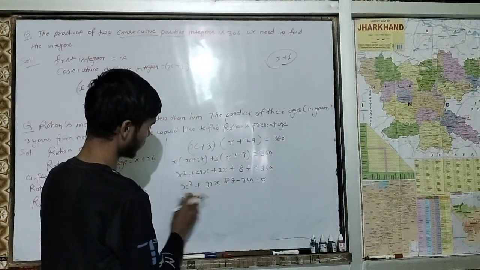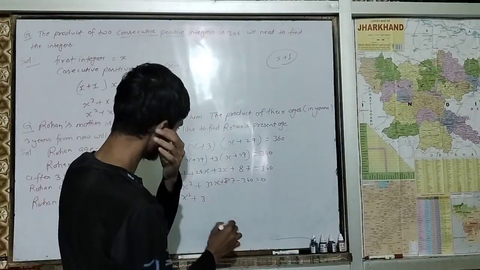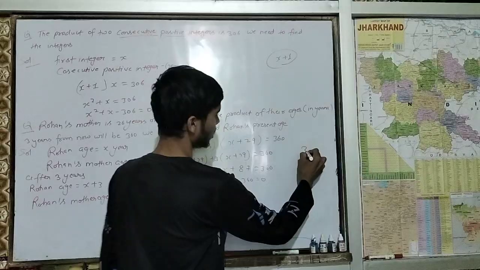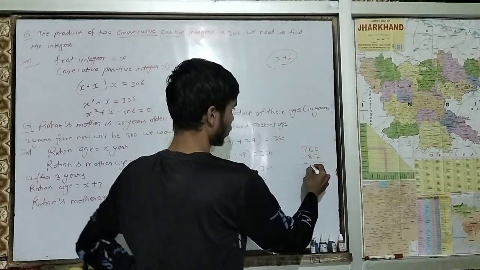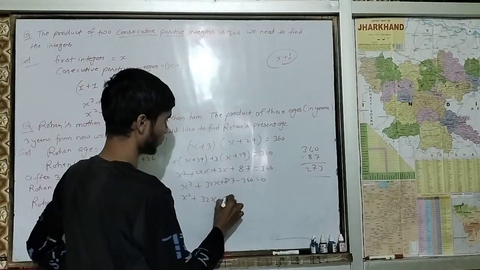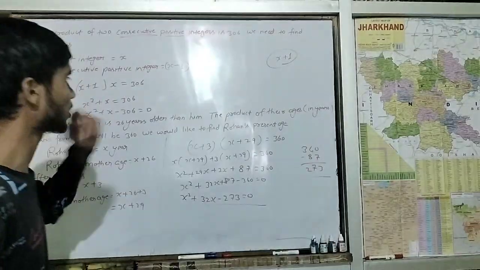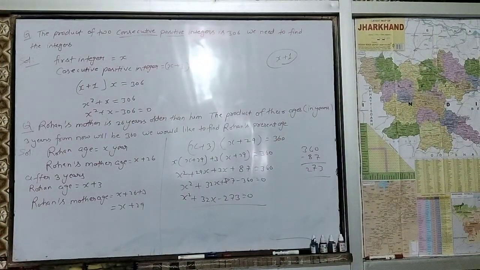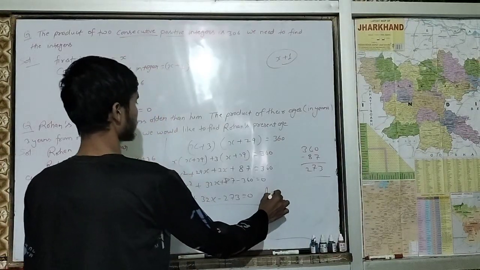x square plus 32x, then 87 minus 360 gives minus 273. This is the quadratic equation of this statement: x square plus 32x minus 273 equals 0. Yes, this is correct.